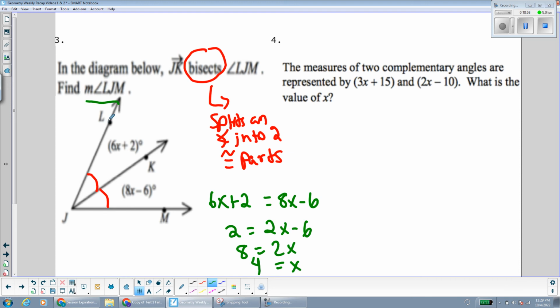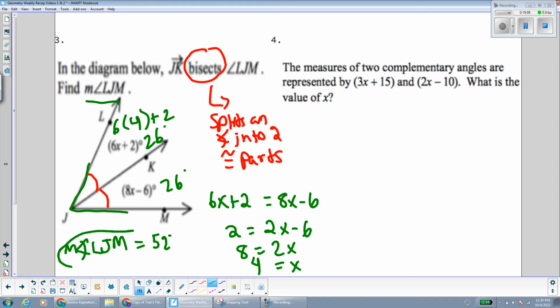We were asked to find LJM. LJM, that's the whole big angle, LJM. So let me plug in and figure out what the whole angle is. So we have 6 times 4 plus 2. 24 plus 2, that's 26. Since this is a bisector, this half should be the same, 26. 26 plus 26 makes 52. The whole angle, so I should write measure of angle LJM is equal to 52 degrees.